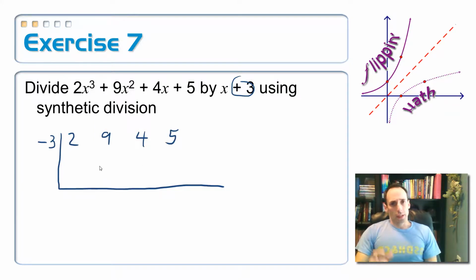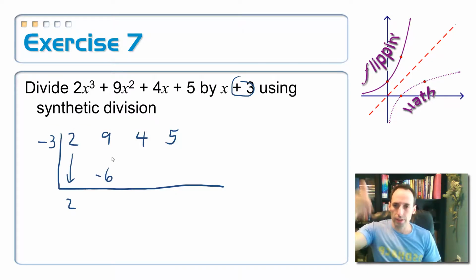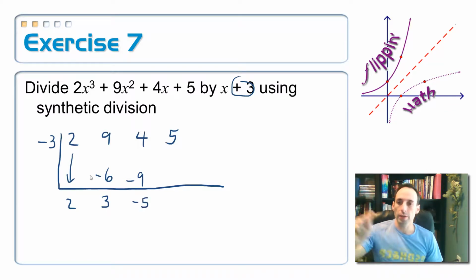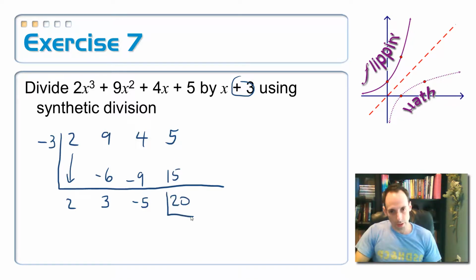Okay, first thing I do is bring the 2 straight down. It's a 2. And I'm going to multiply the 2 times the negative 3, I get negative 6. Add these things up and I get a positive 3. Take the 3 multiplied times the negative 3, negative 9. Add them up, negative 5, multiply negative 5 times the negative 3, I get positive 15. Add them up, I get 20. Put a box around that because that's the remainder.